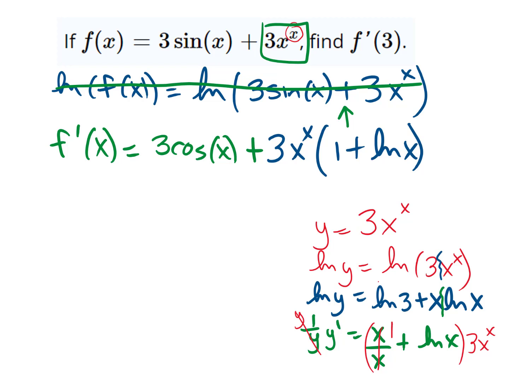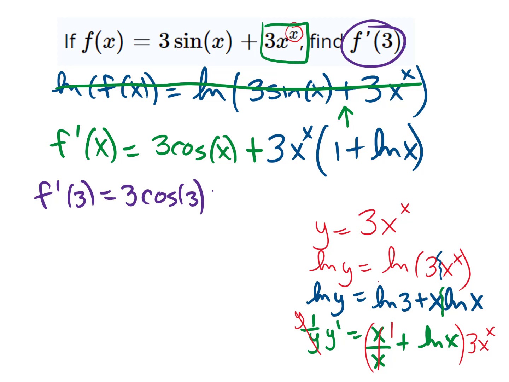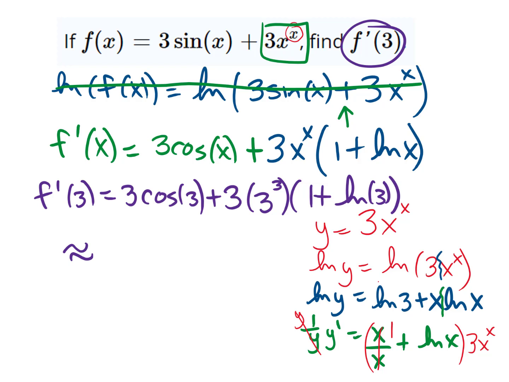So there is my derivative, but now I wanted to evaluate that derivative at 3. So I have f prime of 3. That's going to be 3 cosine of 3 plus 3 times 3 to the 3 times 1 plus the natural log of 3. All right, so I will put that in the calculator, and then I will do an approximate.